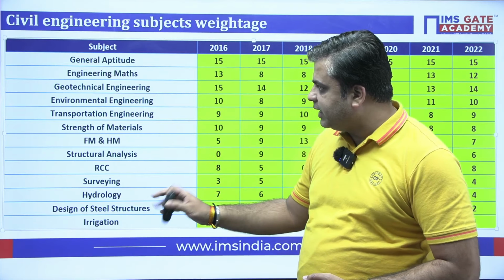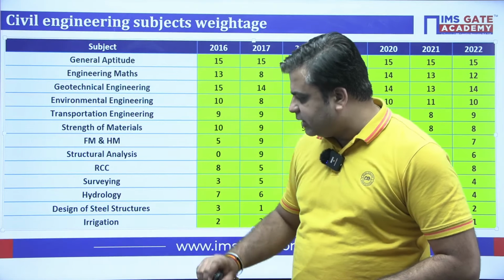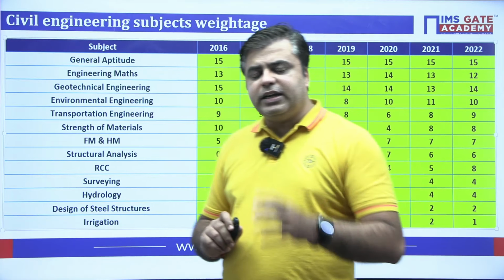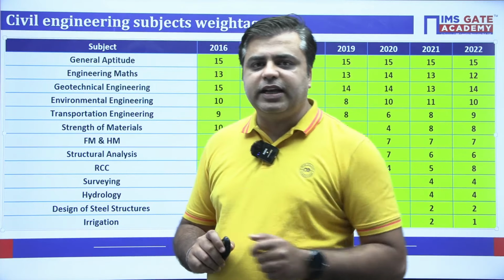I think it is missing here. So I think it is just below this. Construction material and management is usually asked for 5 marks in the examination.